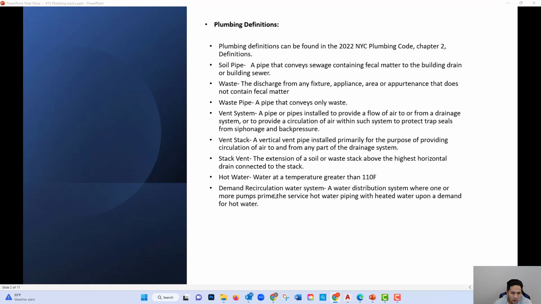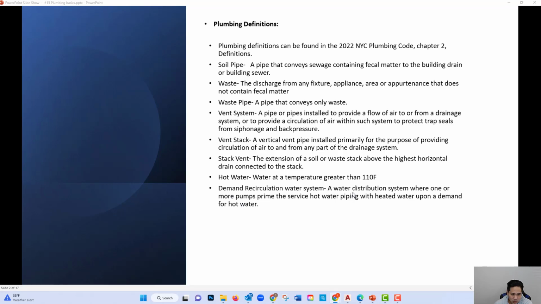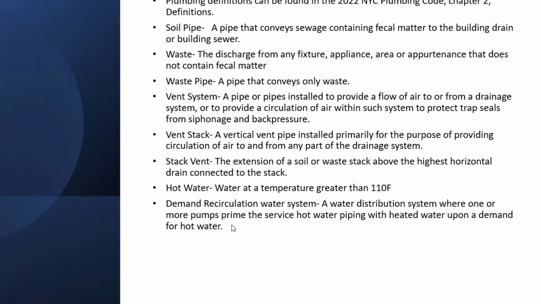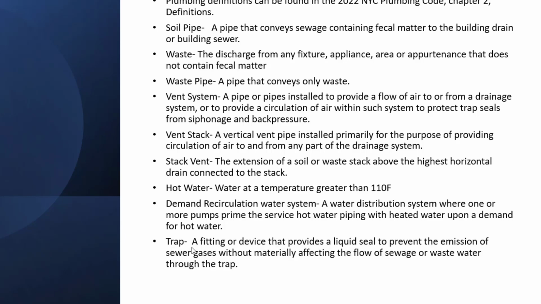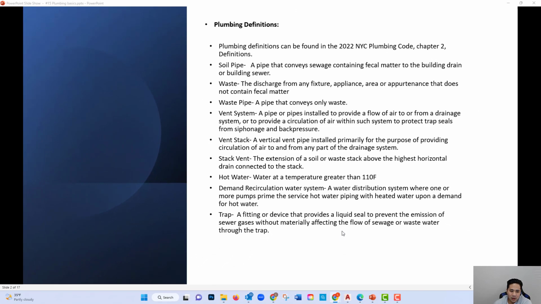You have demand recirculation water system, which is a water distribution system where one or more pumps prime the service hot water piping with heated water upon a demand for hot water. Then you have a trap, which is a fitting or device that provides a liquid seal to prevent the emission of sewer gases without materially affecting the flow of sewage or wastewater through the trap.